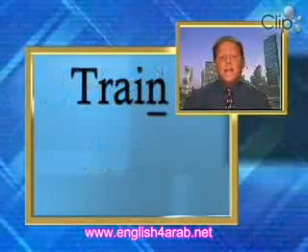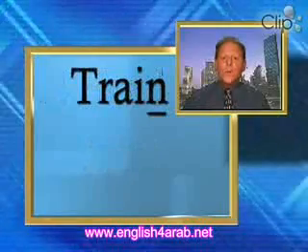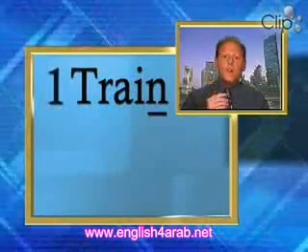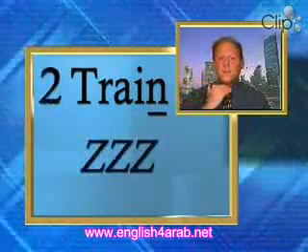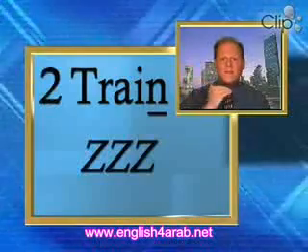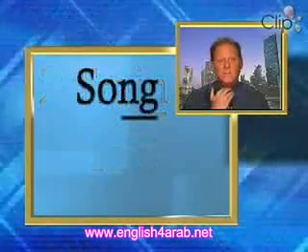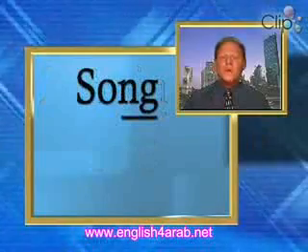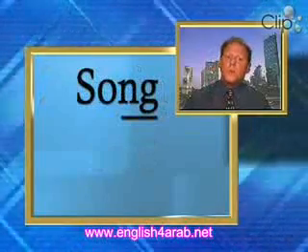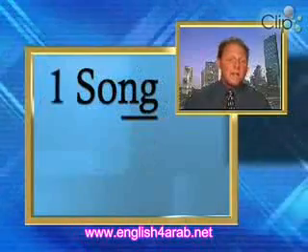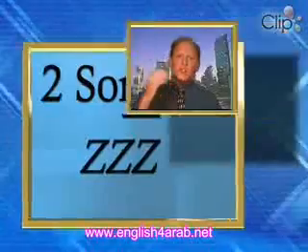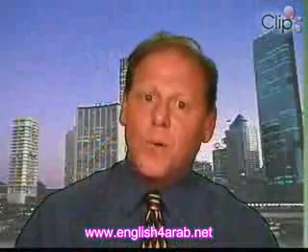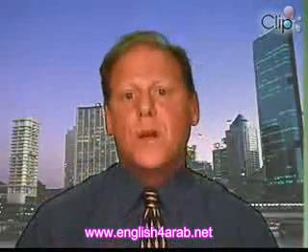Very good. Next word, train, ends with a voiced N. See that? So you've got one train or two trains. Two trains with a voiced Z ending. Song ends with a voiced NG sound. So if you make it plural, don't forget to add a voiced Z ending. You've got one song or two songs. Two songs. Now, what I just showed you takes some practice to actually incorporate it into your English.